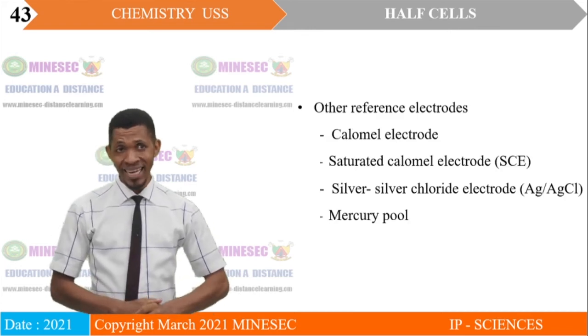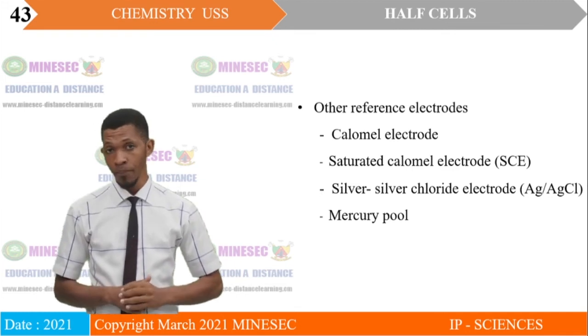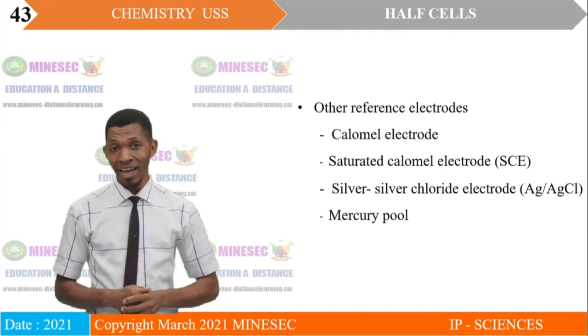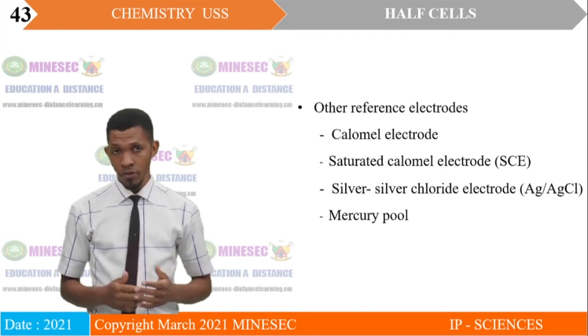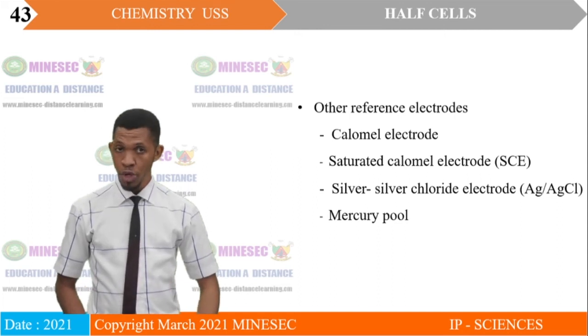Other reference electrodes that can be used to measure standard electrode potentials are the calomel electrode, the saturated calomel electrode, the silver-silver chloride electrode, the mercury pool.